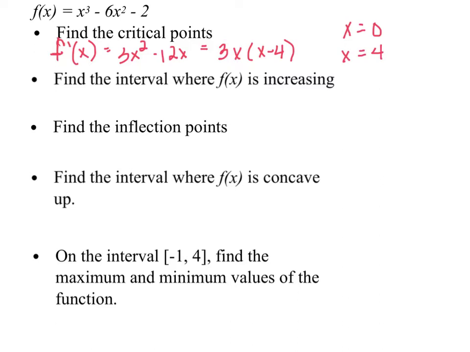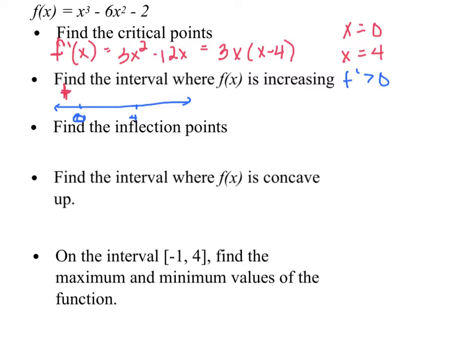Next, I want to know where f is increasing. Well, to be increasing, I need the derivative f prime to be greater than 0. So let me do a little sign analysis here. Let me put 0 and 4 on a number line. If I plug in a number less than 0, 3 times that number is negative. That number minus 4 is negative. Negative times negative is positive.